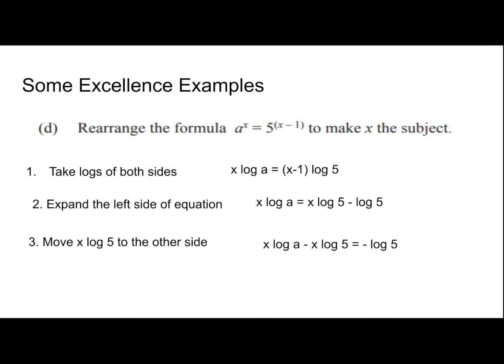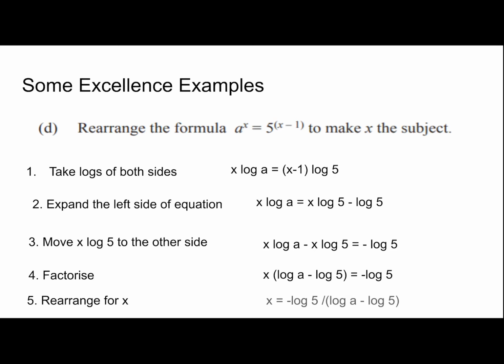And notice now we have a common factor of x. We can take that x out, so we can move it outside the brackets, and we can say x times log a minus log 5 equals negative log 5. And see, you have x by itself now. And once you have x by itself, you can just move the other thing to the other side and divide. So x times that, so on the other side it will be divided by that. So number 5 will be rearranged for x. So therefore x equals negative log 5 divided by log a minus log 5.